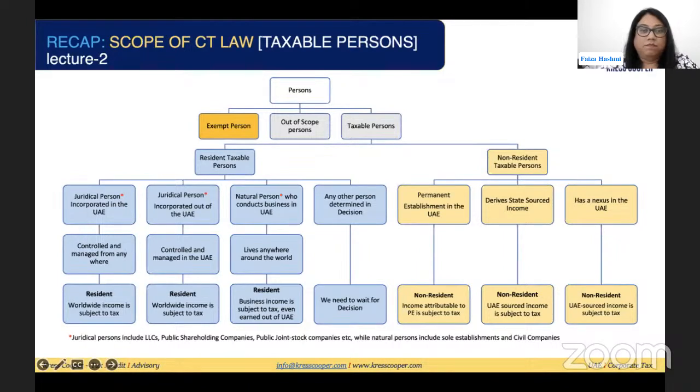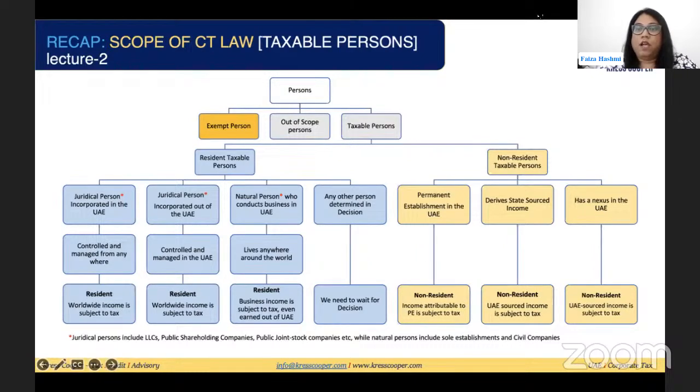If there is a company incorporated outside UAE but is controlled and managed here from UAE, then again the worldwide income will be subject to tax and corporate tax will be applied to it. Any natural persons who are conducting business in the UAE will also be in the ambit of the corporate tax. For non-resident persons, if they have a permanent establishment here, then the income which is attributable to that permanent establishment will again be taxed here in UAE.